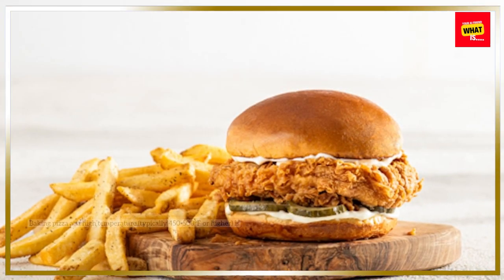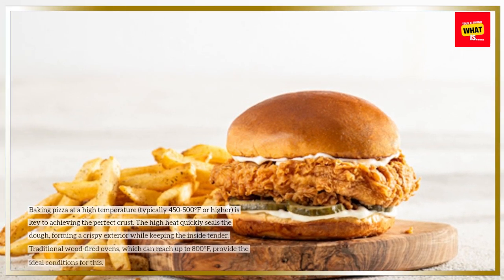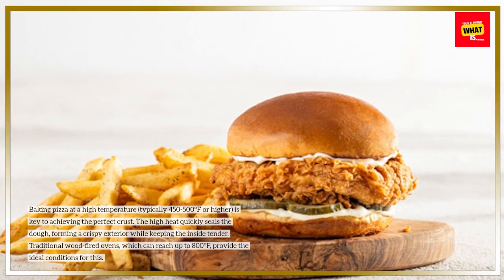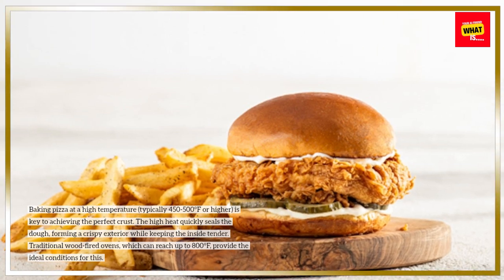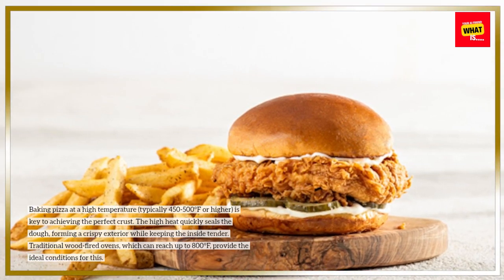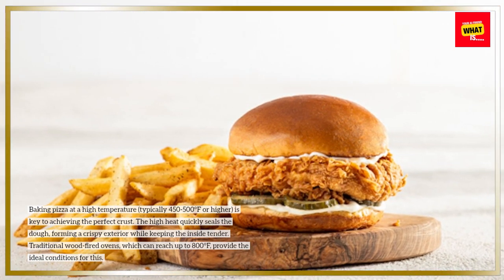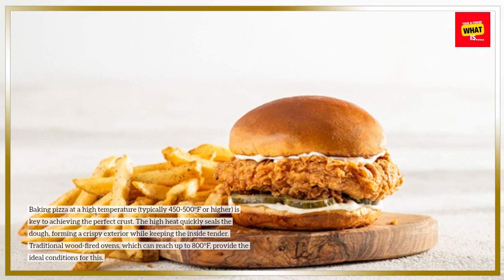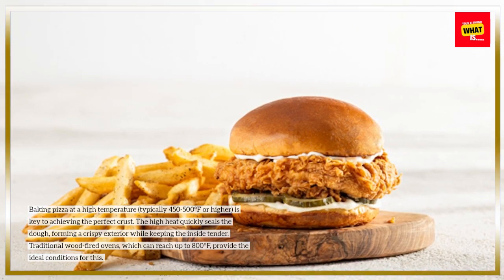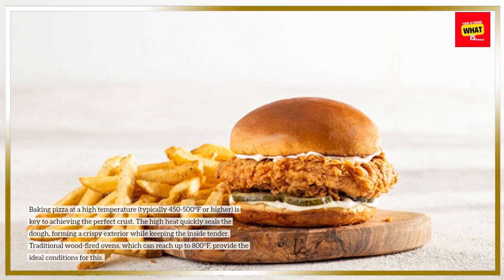Baking temperature and crust formation. Baking pizza at a high temperature, typically 450 to 500 degrees Fahrenheit or higher, is key to achieving the perfect crust. The high heat quickly seals the dough, forming a crispy exterior while keeping the inside tender. Traditional wood-fired ovens, which can reach up to 800 degrees Fahrenheit, provide the ideal conditions for this.